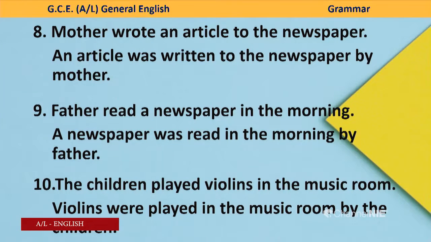Mother wrote an article to the newspaper. An article was written to the newspaper by mother. Father read a newspaper in the morning. A newspaper was read in the morning by father. The children played violins in the music room. Violins were played. Since the violins is the plural subject, violins were played in the music room by the children.